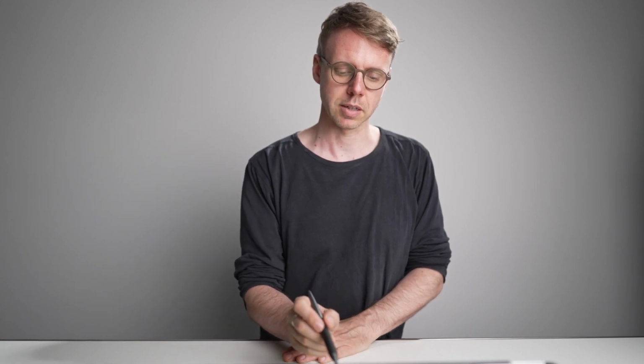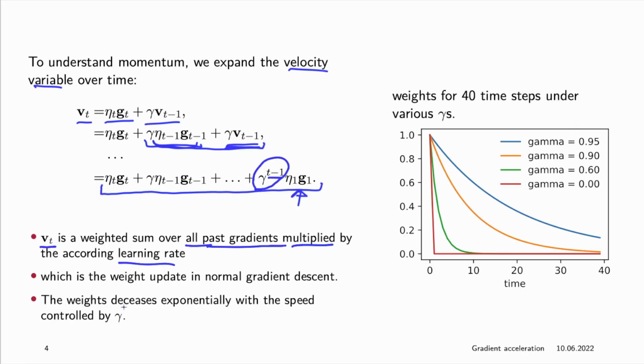So because gamma is smaller than 1, gamma decreases with each multiplication with itself. So the higher this power is, the smaller this value gamma will be. So we have an exponential decay. So the weights decay exponentially with a speed that is controlled by gamma. So if we set gamma to a value that is close to 1, then the speed is slower than if we set gamma to a smaller value, such as 0.6.